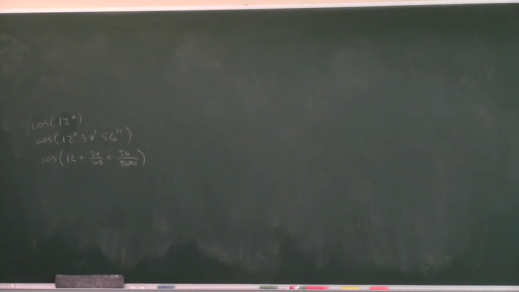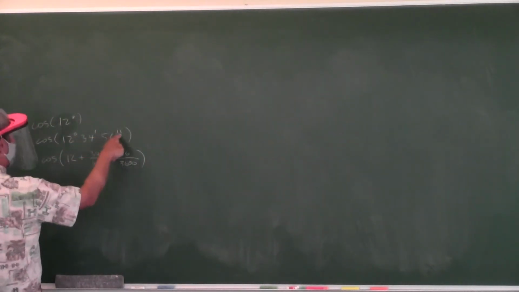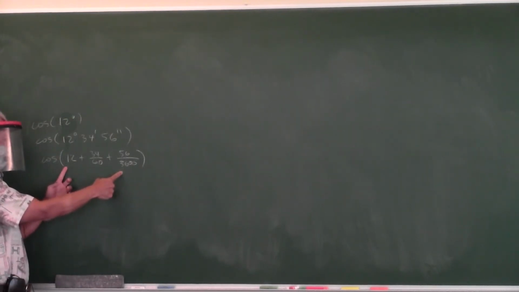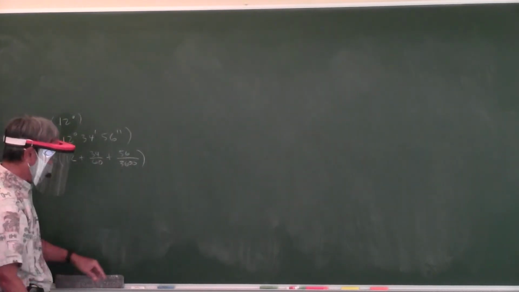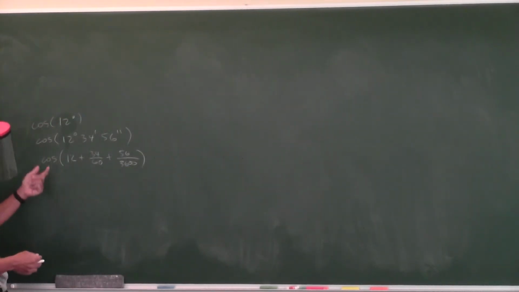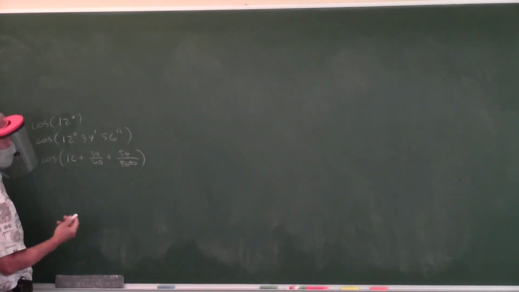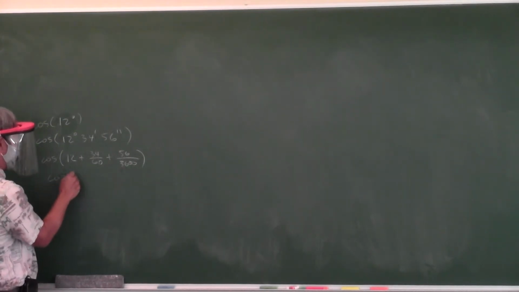I don't really care which way you punch it in. You've got to be able to punch it in somehow. And like I said, every calculator has its own system. So if you can't figure out how to do the degrees, minutes, and seconds, just do it the old-fashioned way. It works every time. Now sometimes I'll give you the information like that. Sometimes I'll just make it easy for you.